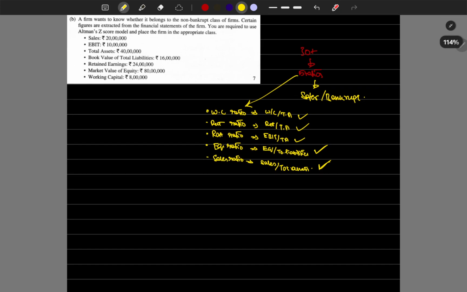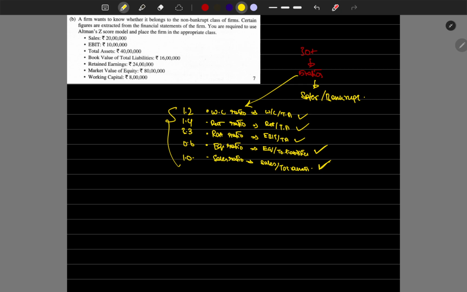The weights we give here are 1.2, 1.4, 3.3, 0.6 and 1.0. These are the weight values we give for all these ratios, and with this we are going to find the Z-score.